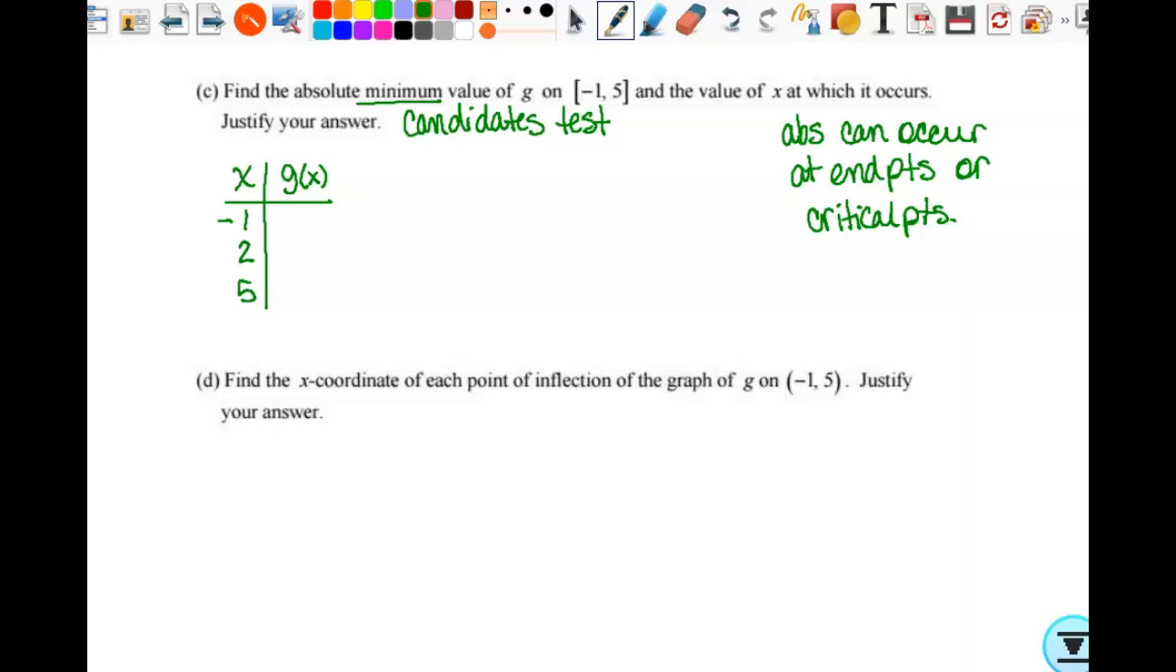All right, so then for g of x, do I know what g of -1 is? No. It's -1. We found it, right? So g of -1 is -1. We found it in part A. Do we know what g of 2 is? It's pi. Do we know what g of 5 is? It's pi minus 4.